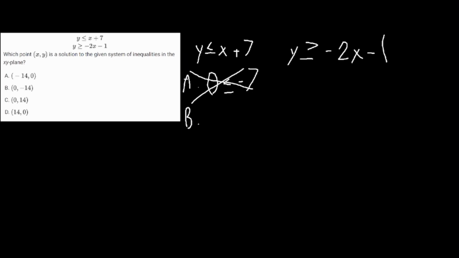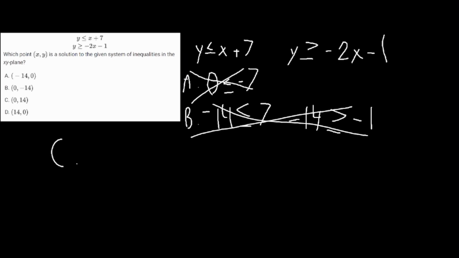For B, we will plug it in once again. That would be saying negative 14 is less than or equal to 7, which is true. And then plugging it in for our second inequality, we would get negative 14 is greater than or equal to negative 1. That one is not true. Negative 14 is less than negative 1, so B is incorrect.